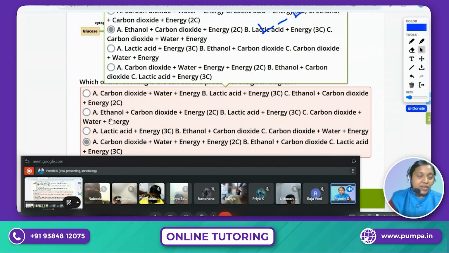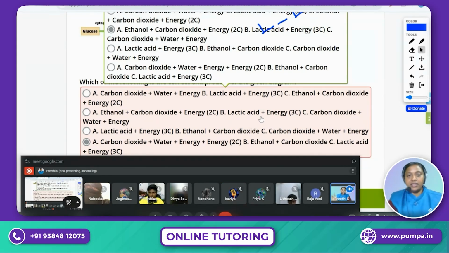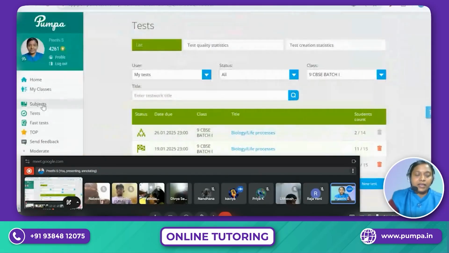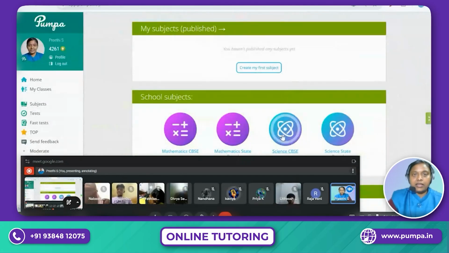Ethanol will also be produced in an anaerobic condition, and lactic acid in the lack of oxygen condition. Carbon dioxide will not be produced in the lactic acid condition. Carbon dioxide, water, and energy will be produced in all organisms. So clear, everyone? Clear about respiration? Yes, ma'am. Okay, everyone, now we can move on to the classes.